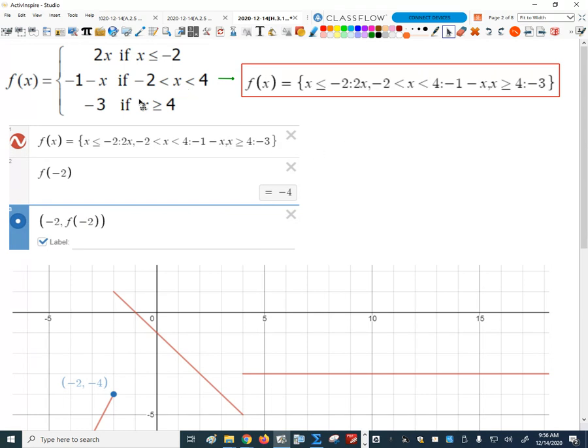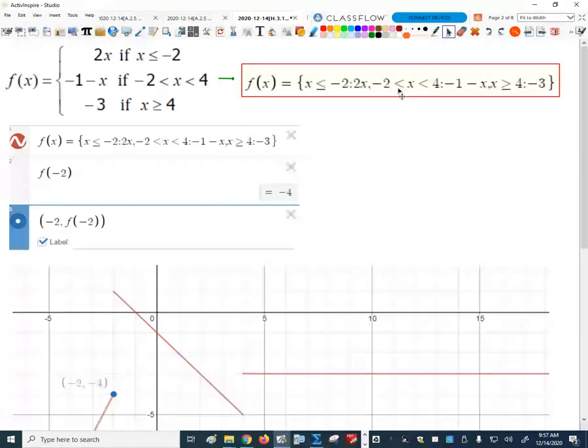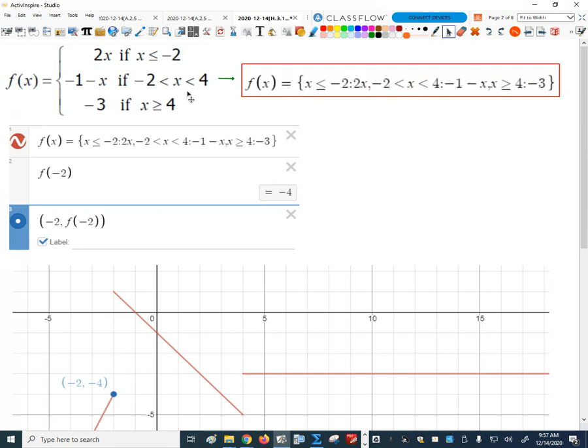In Desmos, if I want to graph a piecewise function, here's the protocol. We're going to define the function f of x equals, and then everything goes in script brackets. Each of the pieces is separated by a comma, and for each of the individual pieces, we enter the domain first. So, for example, for this top piece, we would do the domain first. X is less than or equal to -2, colon. You put a colon separating the domain from the function, colon 2x. Middle row would be x is greater than -2 and less than 4, colon, -1 minus x, etc.